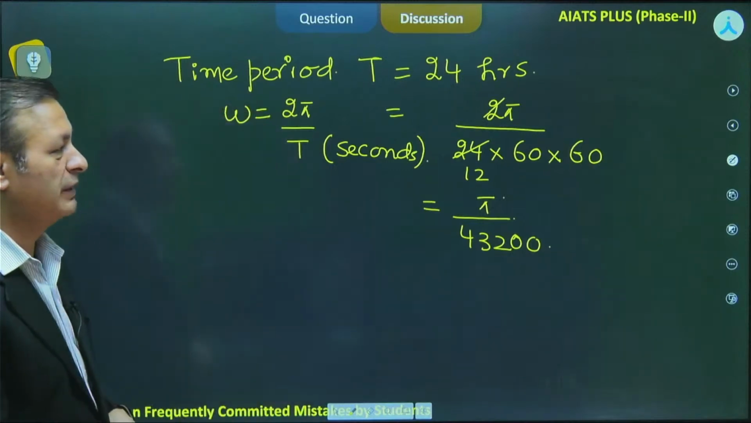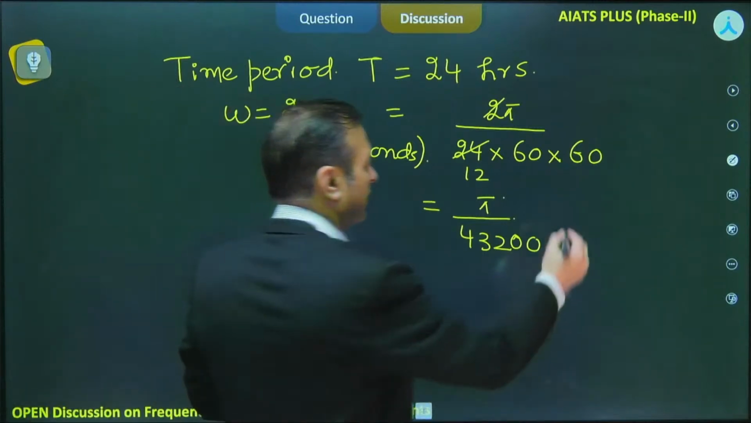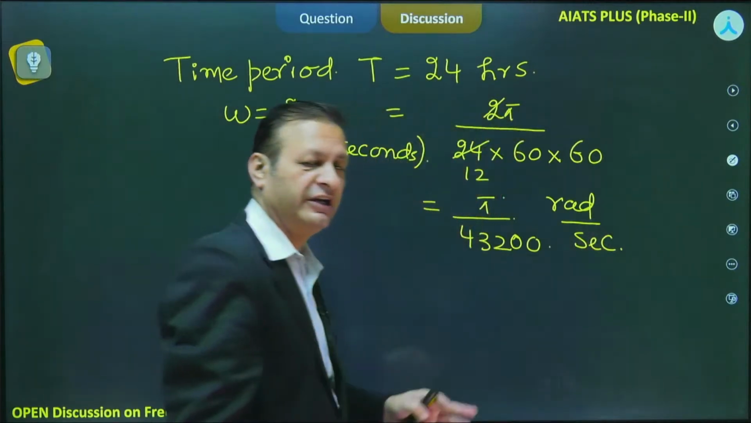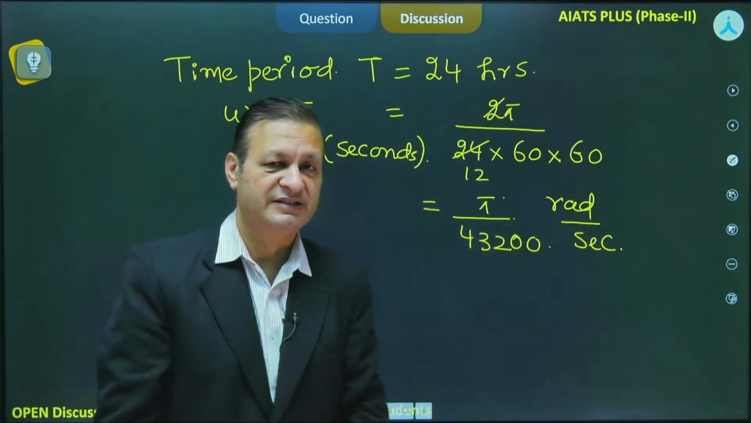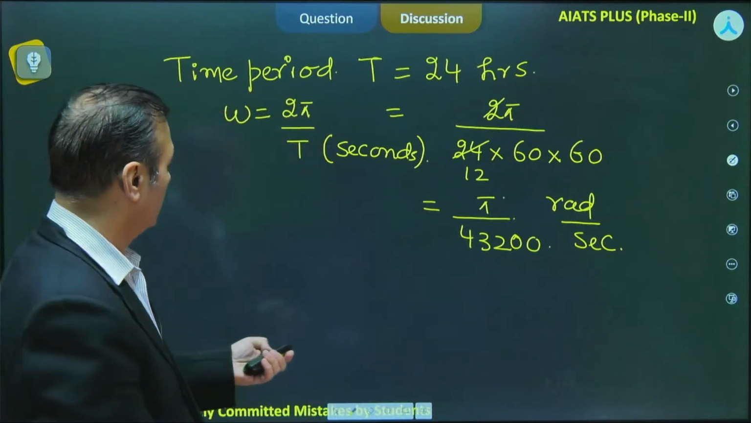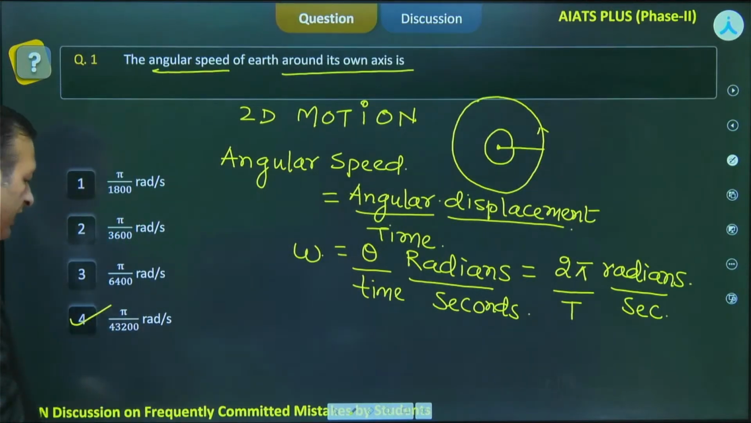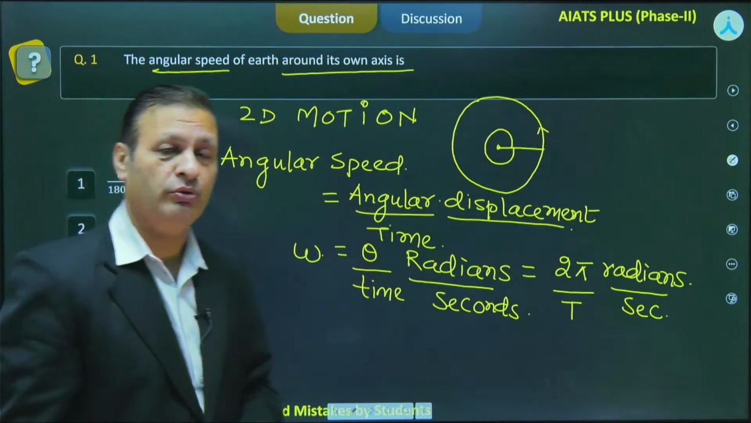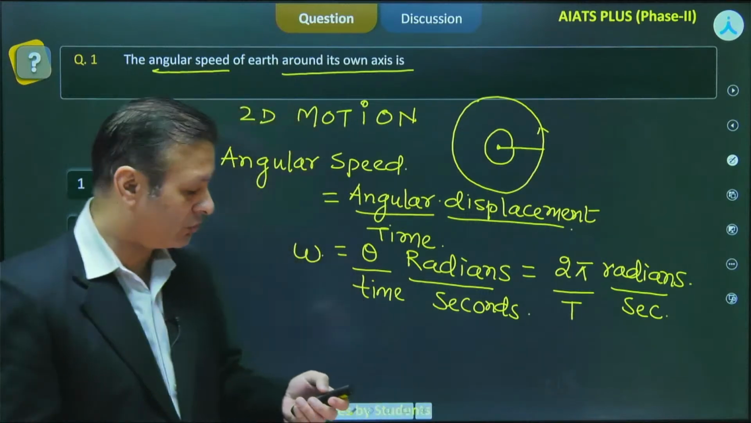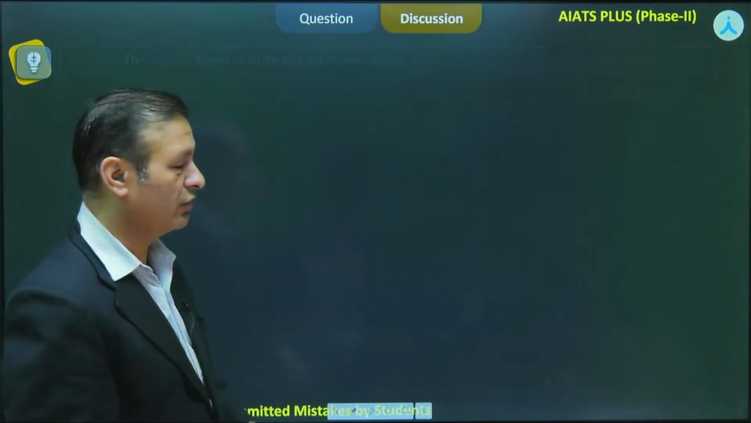So this is the complete answer for the angular speed of Earth about its own axis, and unit wise, that is radians per second. For radians we write RAD and for seconds SEC. So this is pi by 43200 radians per second. That is the answer for this question. We have built up the concept also based on the same. We have just attempted one numerical.